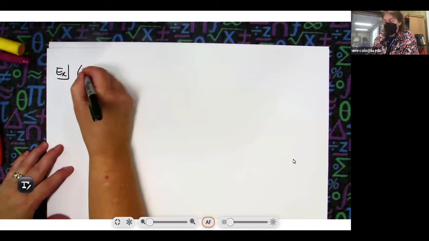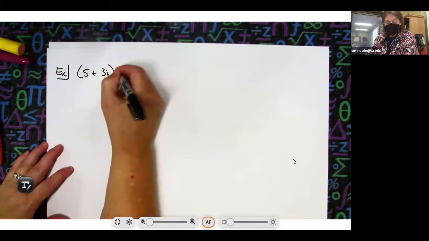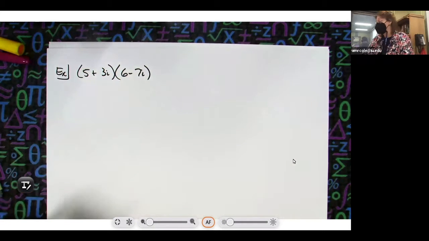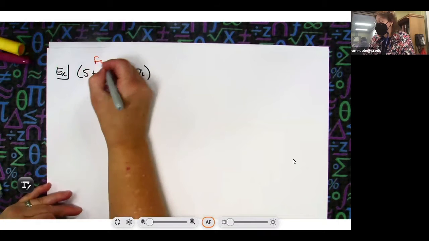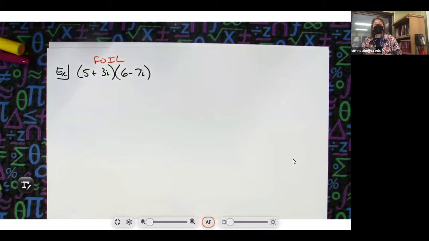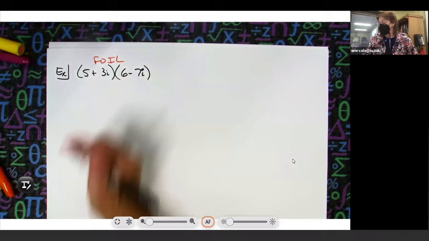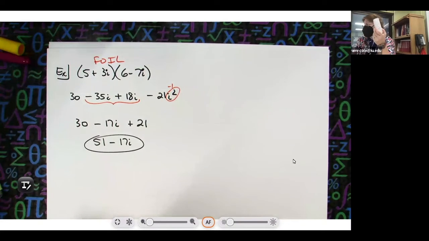Something like a 5 plus 3i, and then a 6 minus 7i. Okay, obviously this is going to be a FOIL. All right, so why don't you go ahead and FOIL it out and see if you can get the right answer. Okay, you guys probably had it before I did.